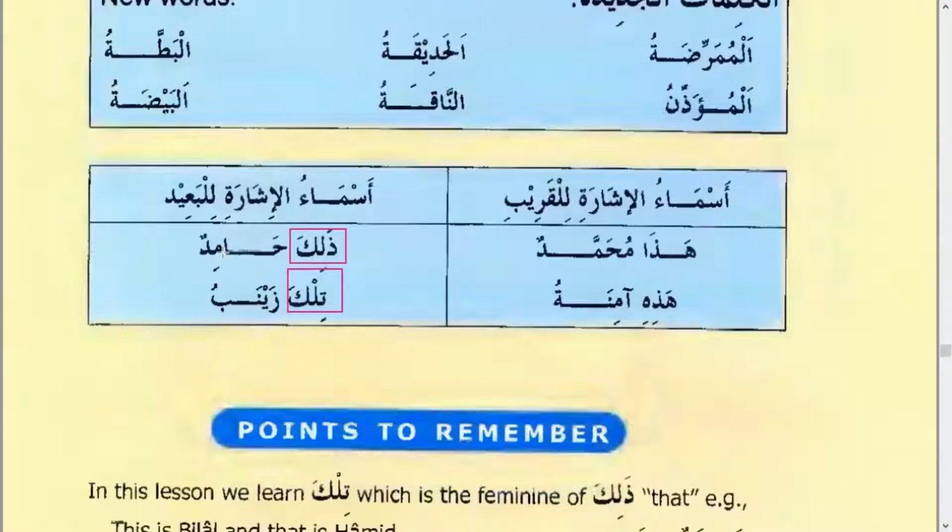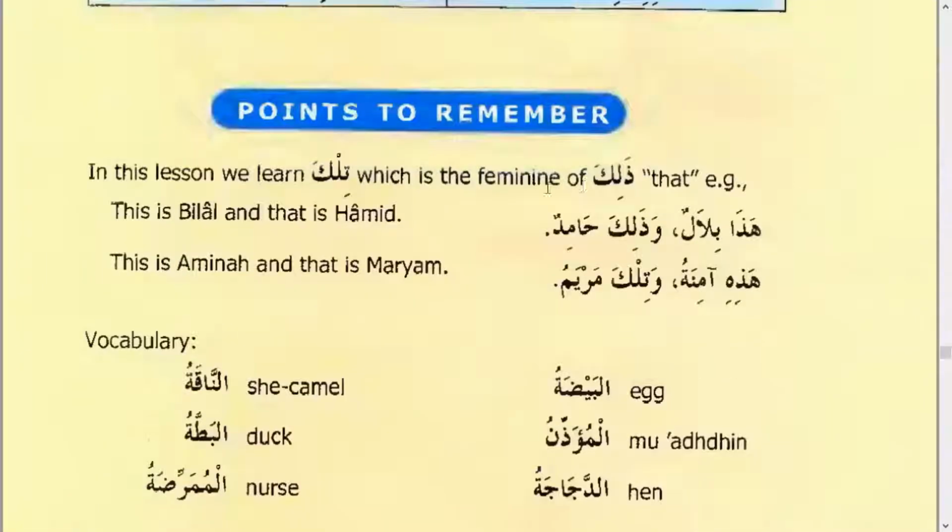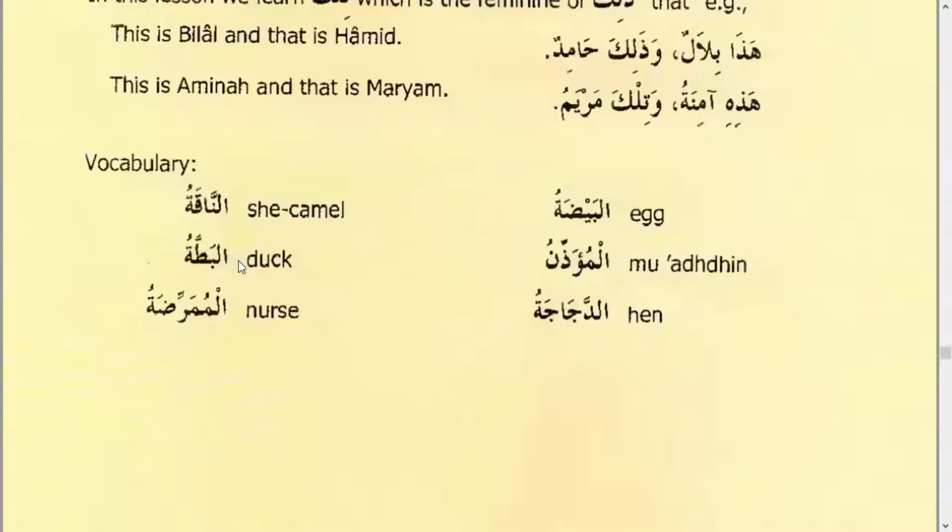Tilka Zainabu, Zalika Hamidun. So we should be careful to use the masculine, let's use blue, for the masculine, this and that, and similarly for the feminine, use Tilka and Zalika. Naqa, she camel. Batta, duck. Mumarrida, nurse. Baida, egg. Muazzin. Ad-dajaja, hen. Ad-dajajatu, the hen.